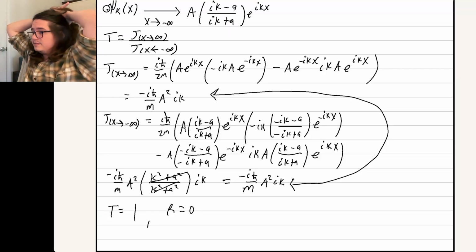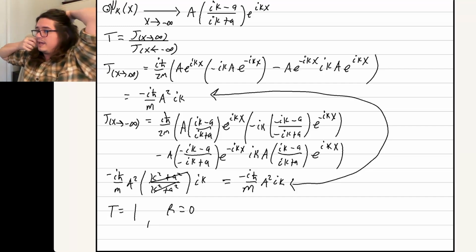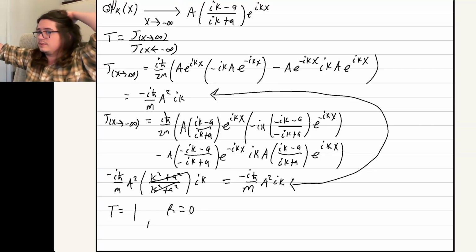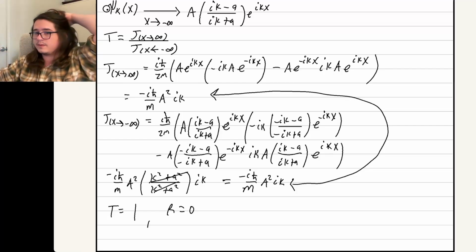That just means that the wave function, whenever you pass it through from the left scattering into the potential, 100% of it is going to get through the potential. And that's a pretty interesting problem, I think. All right.